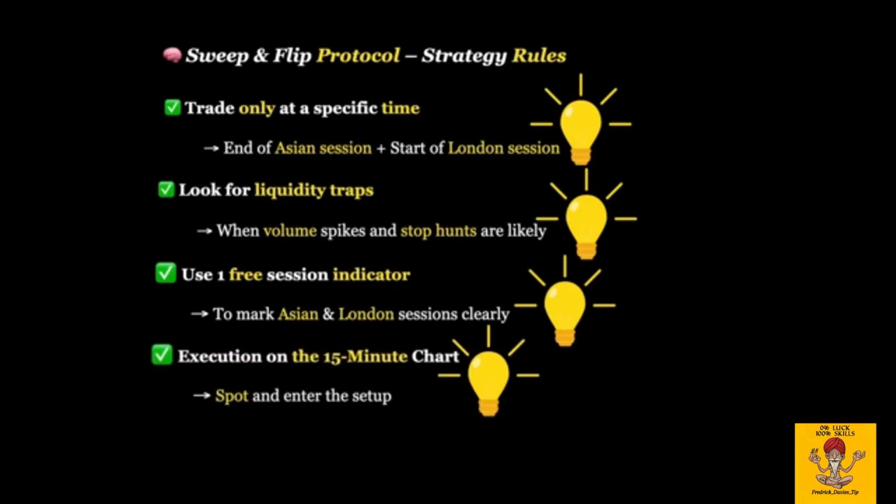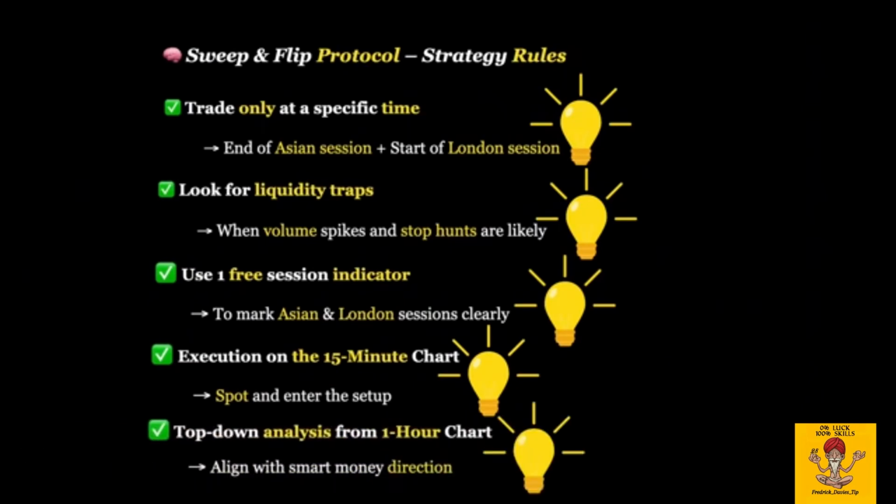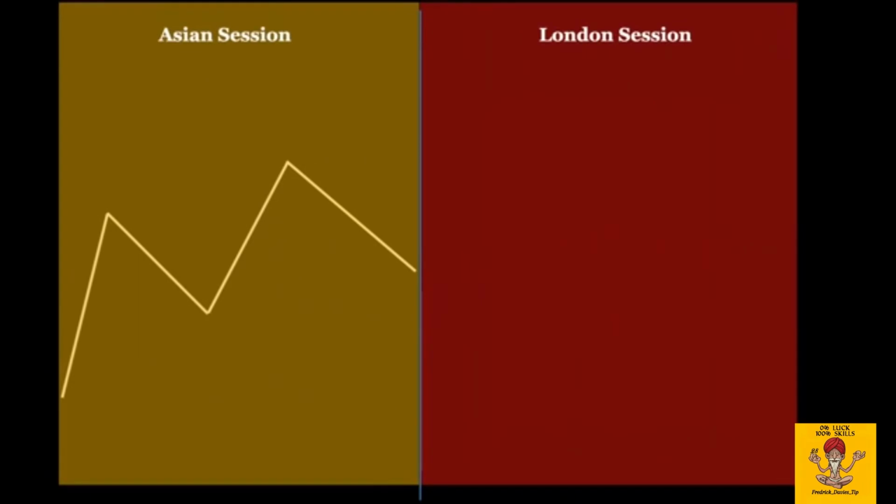The strategy runs on the 15-minute chart. That's where we find the setup and execute the trade. But we always check the 1-hour chart first for smart money direction. A quick top-down view to stay aligned with the real trend. Let's break it down. As you can see here, this is the Asian session, and this is the London session. We'll use a free indicator to mark both sessions on the chart.